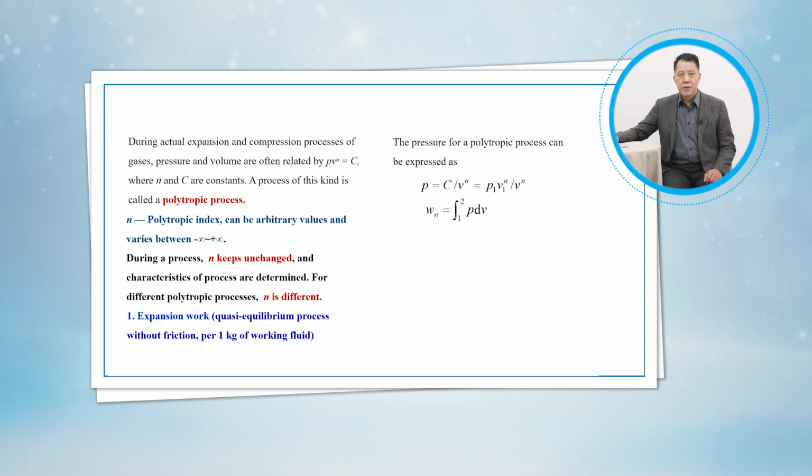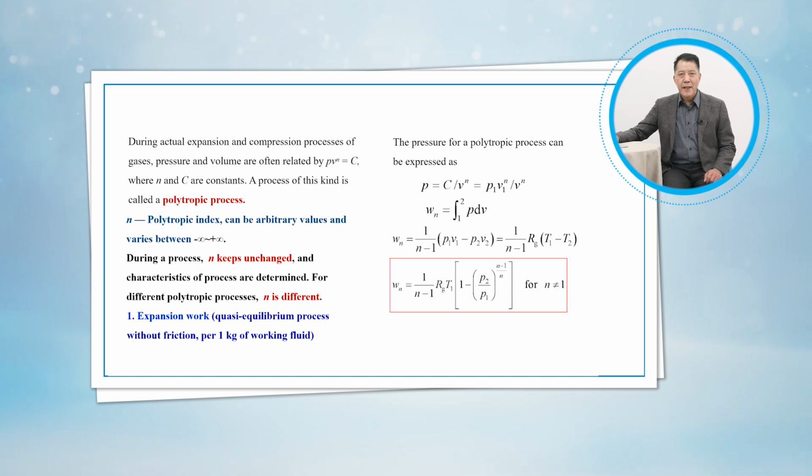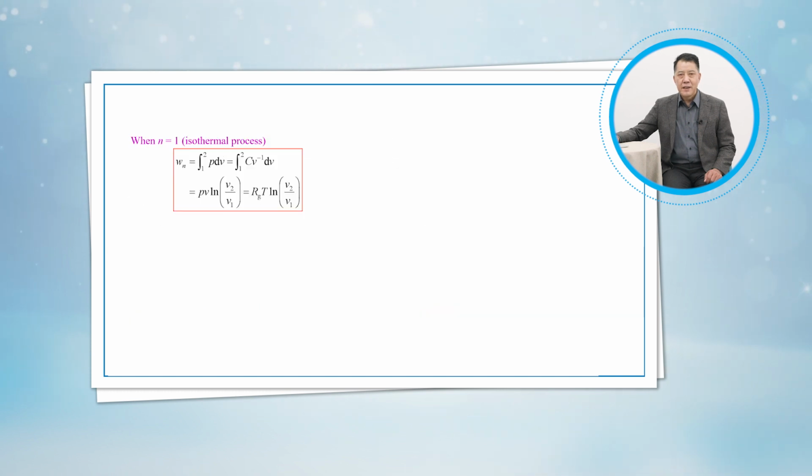The pressure for a polytropic process can be expressed as follows. Any expansion work by definition can be expressed as follows for any exponent n except n equals 1. When n equals 1, the process is an isothermal process and the expansion work is as follows, which has been discussed before for the isothermal process. Secondly, let's talk about the technical work.